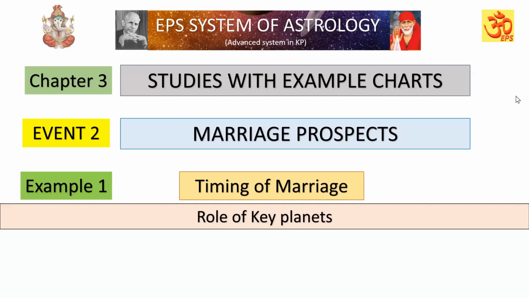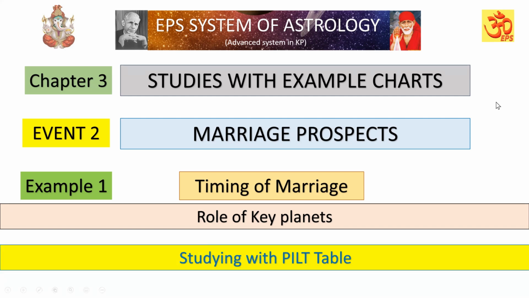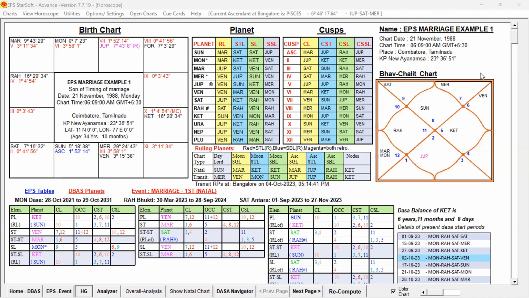Example number 1, timing of marriage. Important points we are going to learn in this example study: role of key planets. In this video, we are going to study with the help of the PILT table. This is the birth chart of that male. We are going to study the destiny prospects on the marriage and also timing of event with the help of the PILT table. Now let us examine the PILT table of this example.